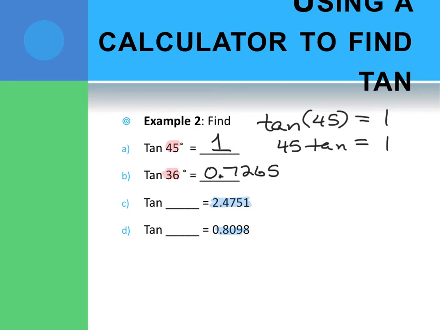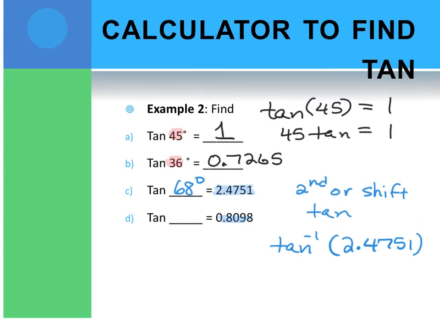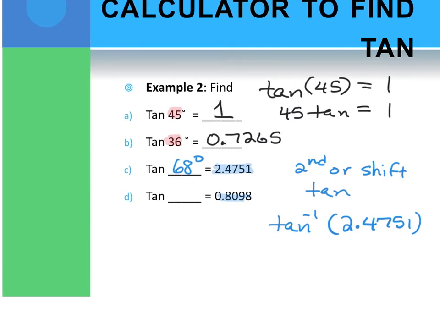So what we need to do is the inverse tan. The way that we get to the inverse is to hit either our second button or a shift, depending on your calculator, and then touch the tangent button. It should open a tan⁻¹. Then in there you put the answer, hit enter, and we're going to round to the nearest degree, 68 degrees. For the next one, again we're looking for the angle measure, so we open up tan⁻¹, put in the answer of 0.8098, hit enter. We're going to round it to 39 degrees.